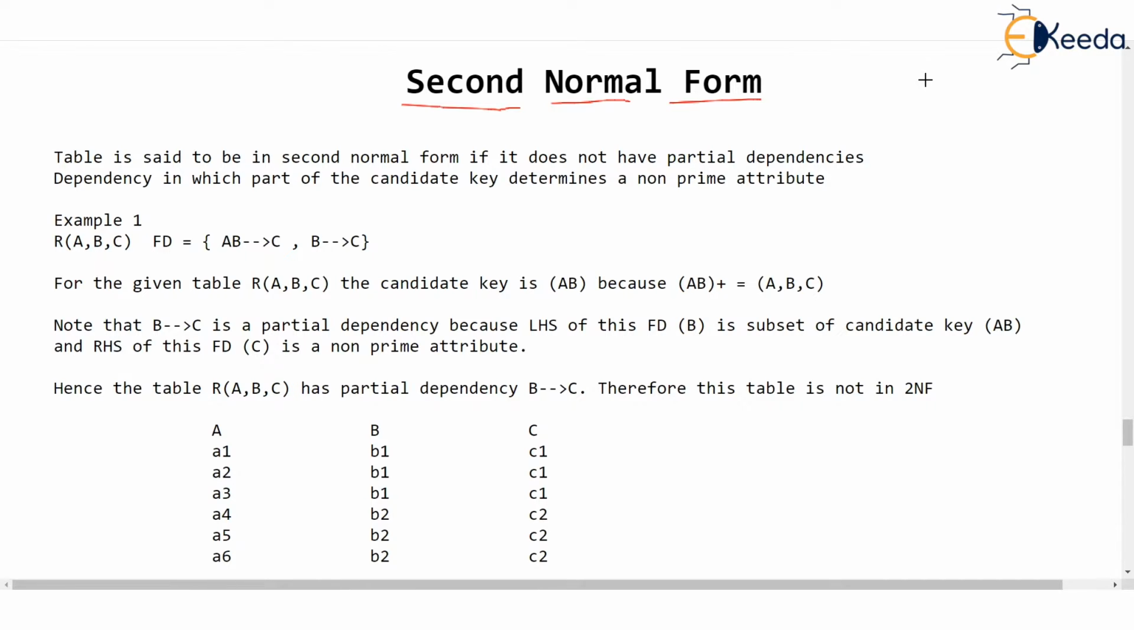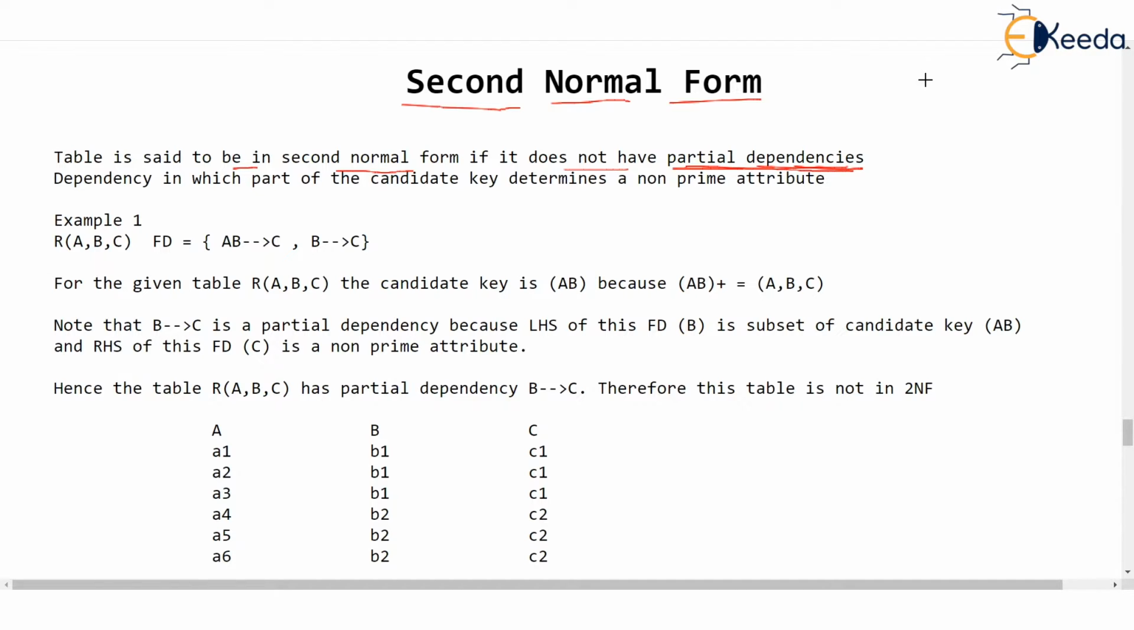Now, what is second normal form? A table is said to be in second normal form if it does not have any partial dependencies. Check this word, partial dependencies. We already know what a functional dependency is. What is meant by partial dependency will be understood using an example.